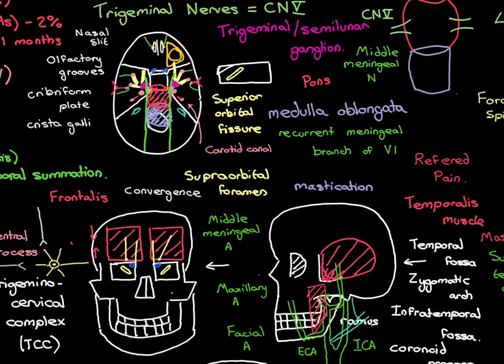In the next video we'll move on to the extraaxial cerebral arteries. We'll have a look at the anatomy of some of the major extraaxial cerebral arteries, including the anterior cerebral arteries, the middle cerebral arteries, and the posterior cerebral arteries.